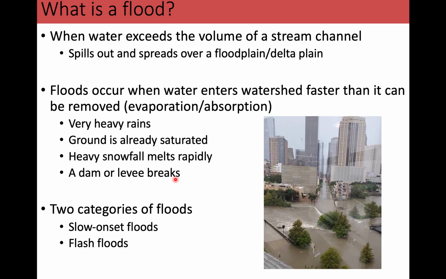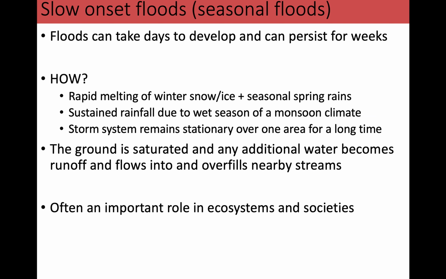So there are two different types of flooding, slow onset floods and flash floods. Let's go through the differences between them. Slow onset floods are sometimes called seasonal floods. These are floods that take multiple days to occur, so this would not be something like a dam breaking. And these floods can last for multiple days, even weeks.